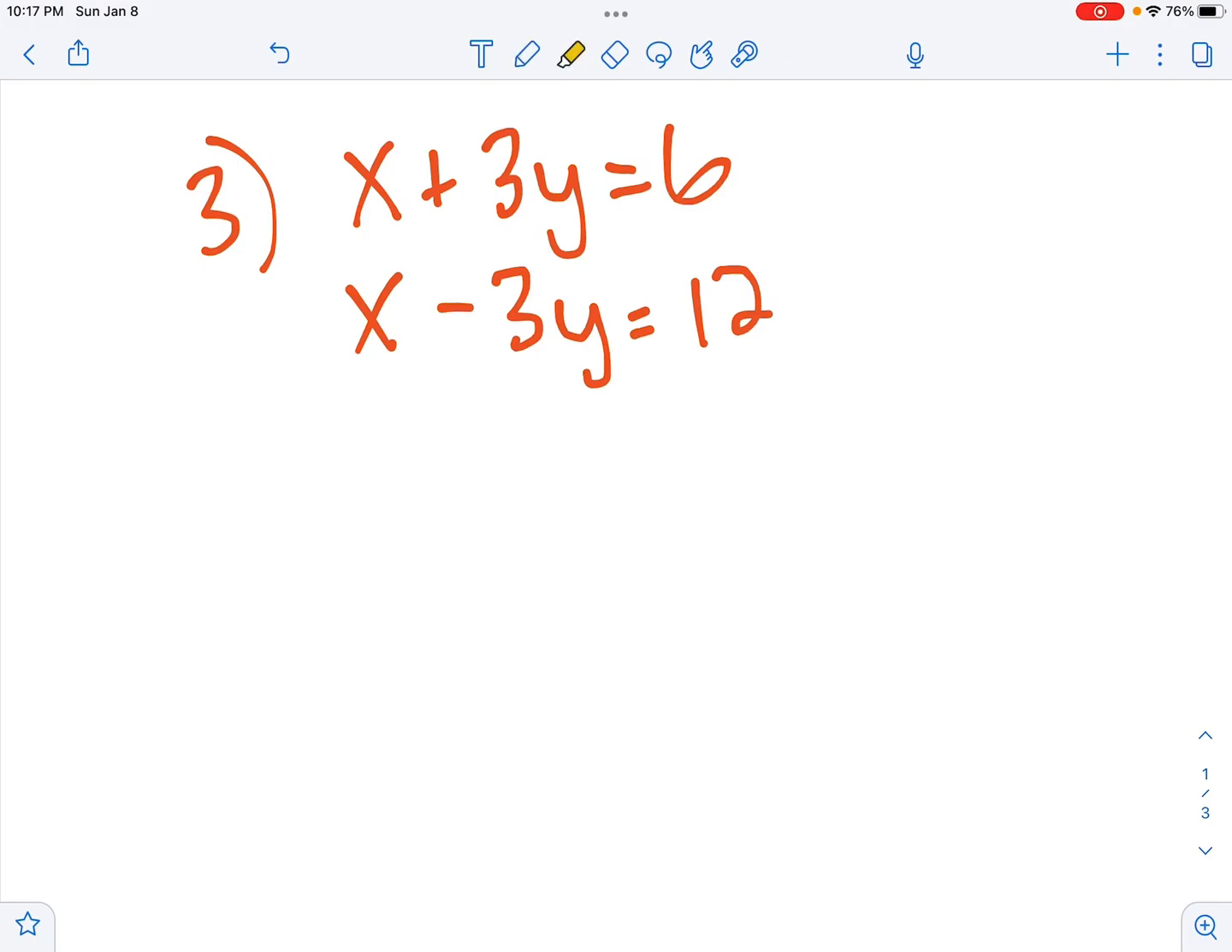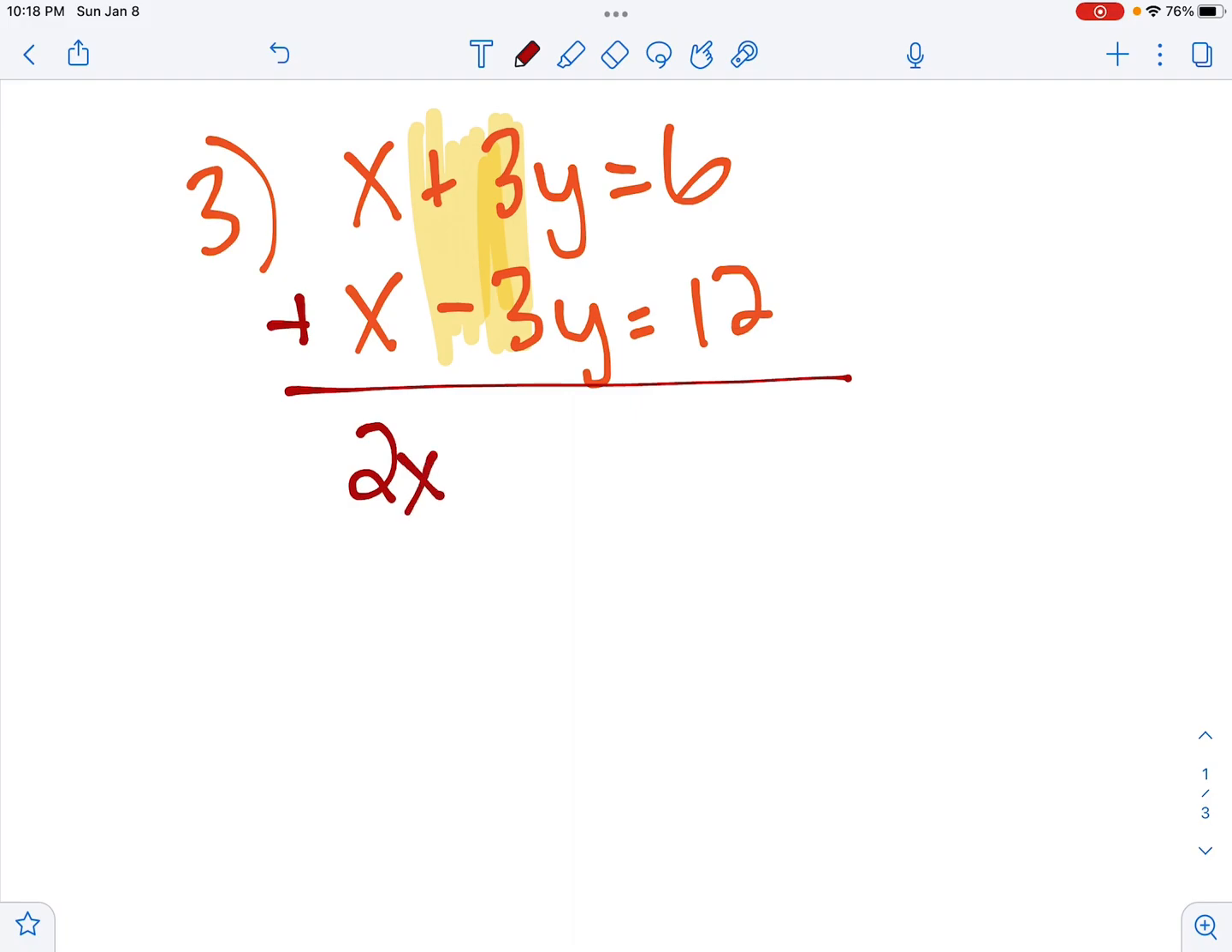All right, so what are we looking for? We're looking to see if the x's or y's have the same number, opposite sign. Well, my x's have the same number. Do they have the opposite sign? Nope. So let's look at the y's. They have the same number and they have the opposite signs, which means we can go ahead and add these equations together to eliminate.